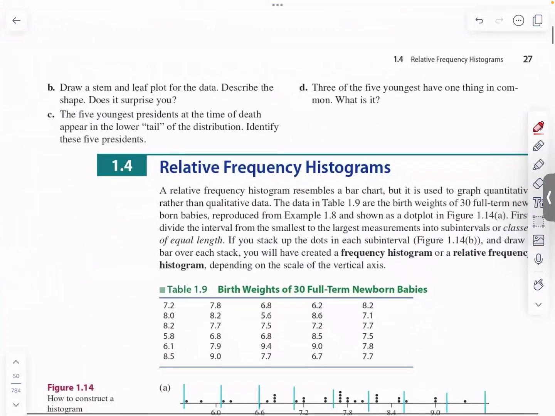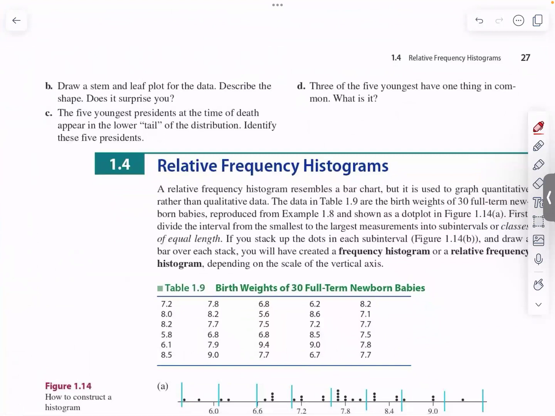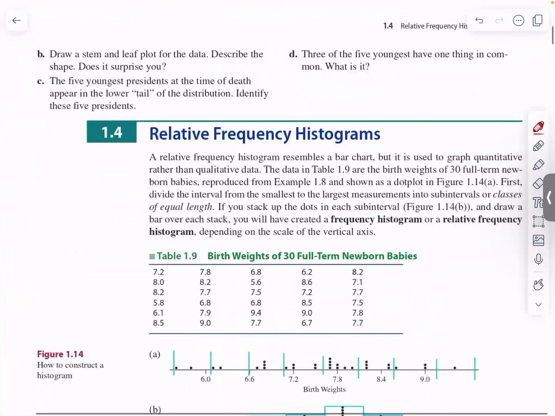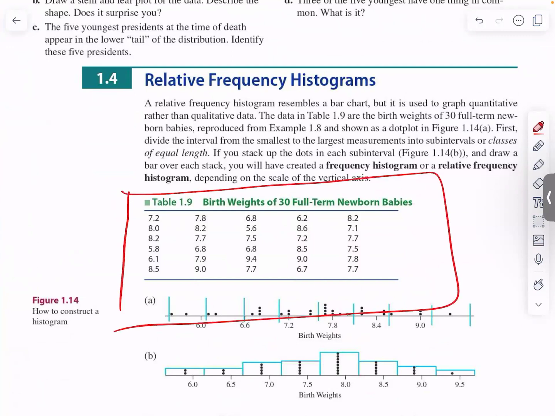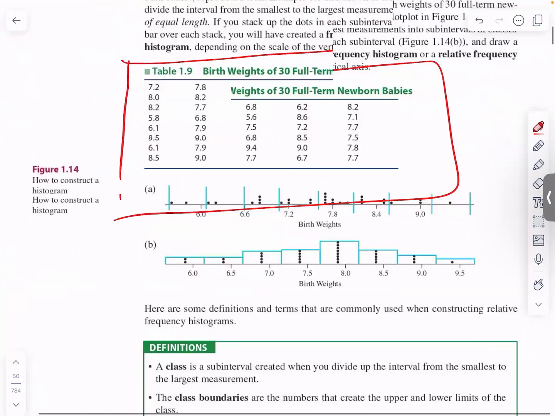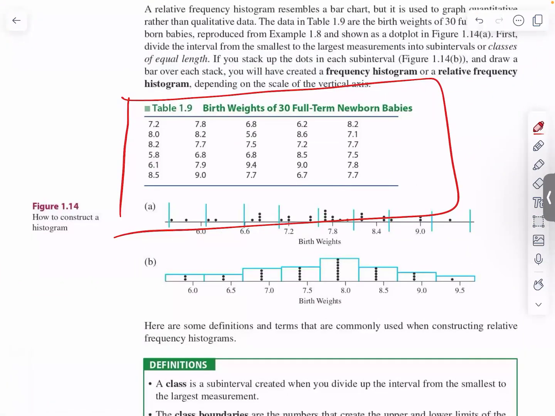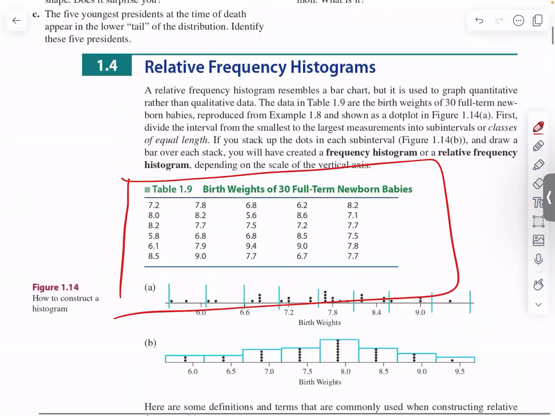And I think you also have what are called relative frequency histograms. Relative frequency histogram, that should be the last thing. Now, that is another chart that you can use to describe quantitative data. Okay. Now, in the relative frequency, you have these measurements. A relative frequency histogram resembles a bar chart, but it is used to graph quantitative rather than qualitative data. Okay?